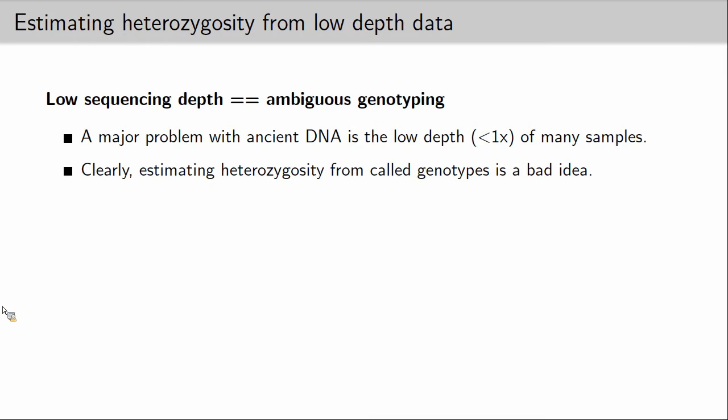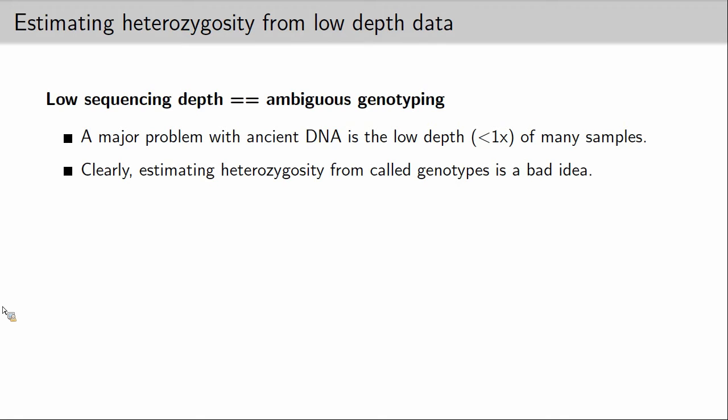Generally, low sequencing depth just means ambiguous genotyping. Okay? That's something we're all aware of. That's why people try to increase depth. But what it means for us is that we cannot simply increase depth. We have samples which have less than 1x sequencing depth, so coverage less than 1x. And they were already sequenced on many, many different lanes of Illumina. So money is not really going to solve this problem in the short term.